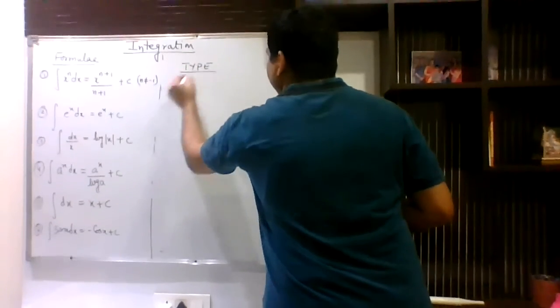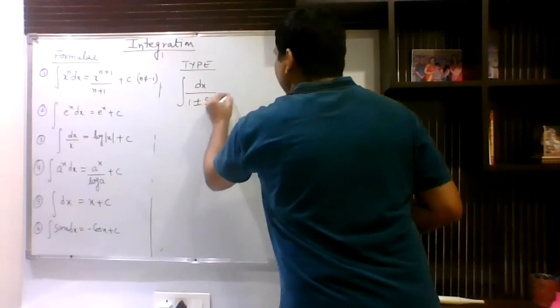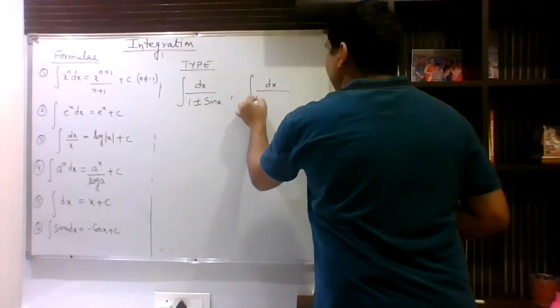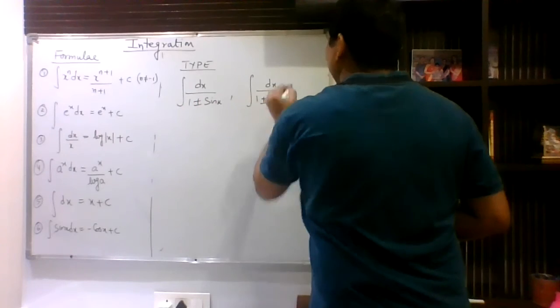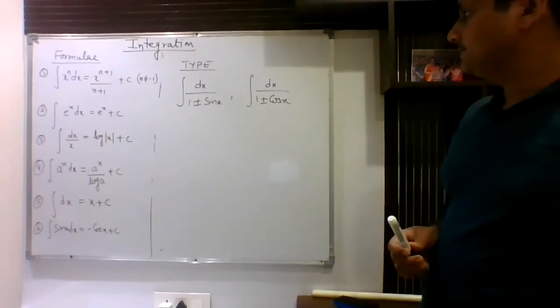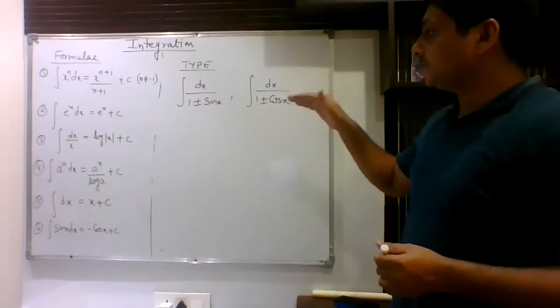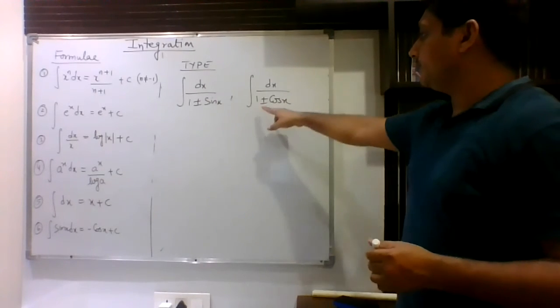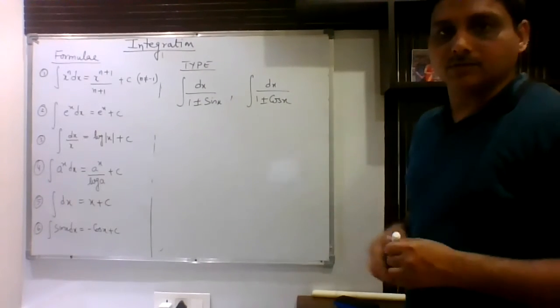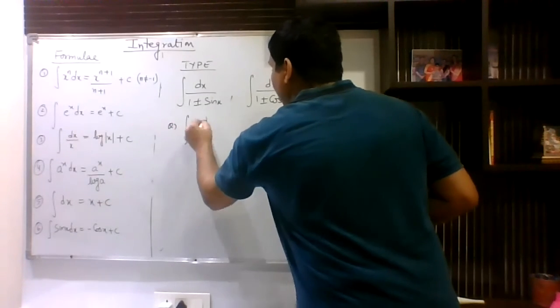Next, you can write down this type. Basically, these are 4 questions: dx upon 1 plus sin x, dx upon 1 minus sin x, or dx upon 1 plus cos x, or dx upon 1 minus cos x.